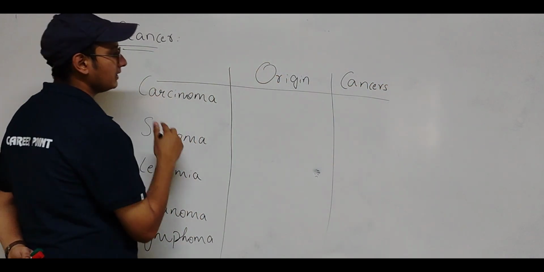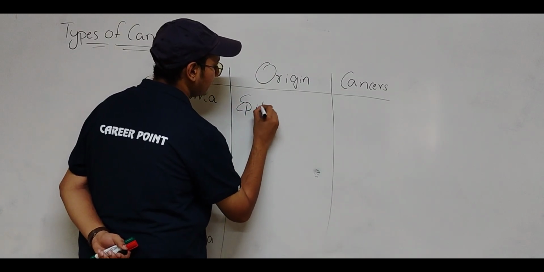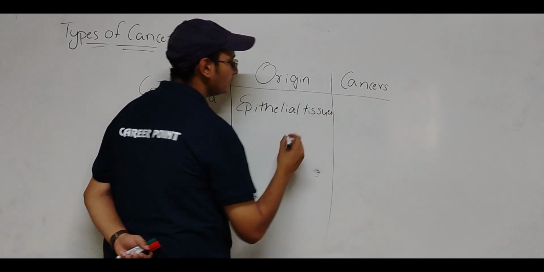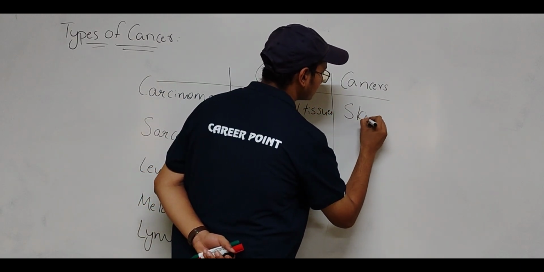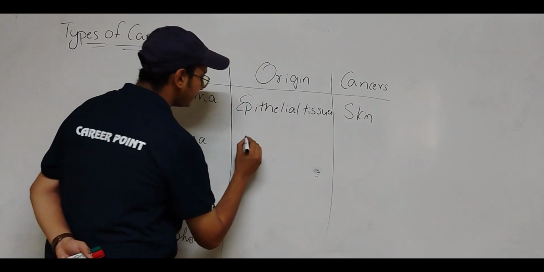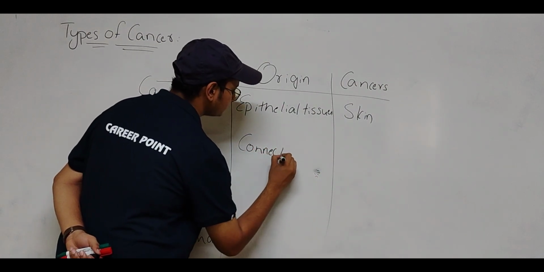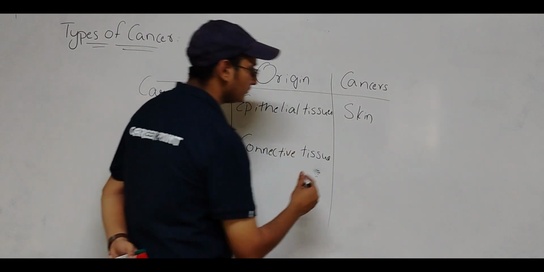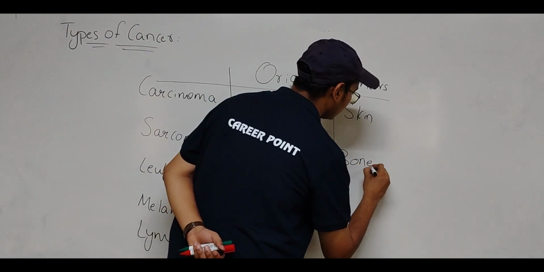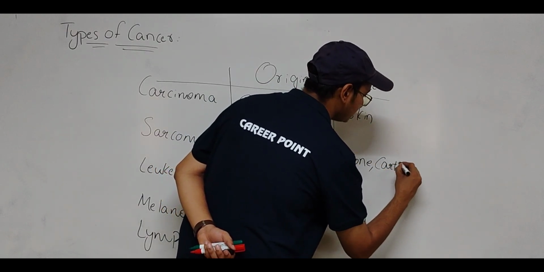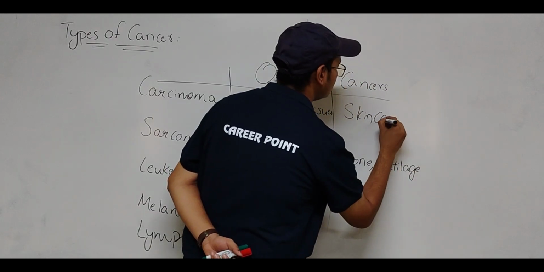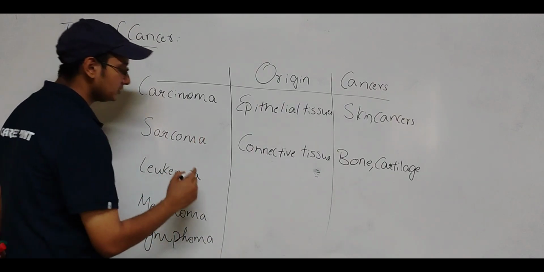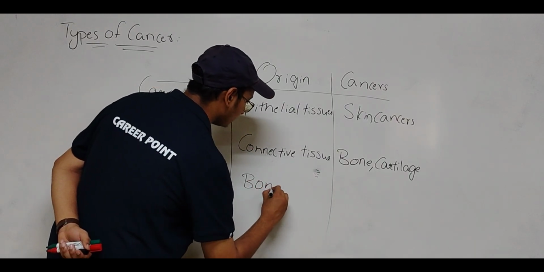The origin of carcinoma is epithelial tissues, so mostly the skin cancers. And the origin of sarcoma is connective tissue. In connective tissue, we have bone cancers and cartilage cancers, etc. And leukemia, the origin of leukemia is bone marrow.